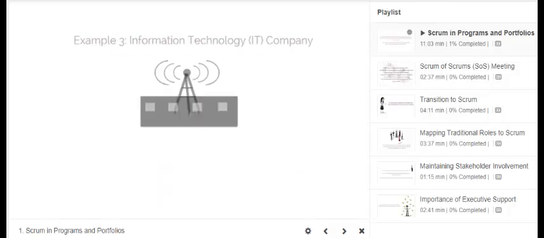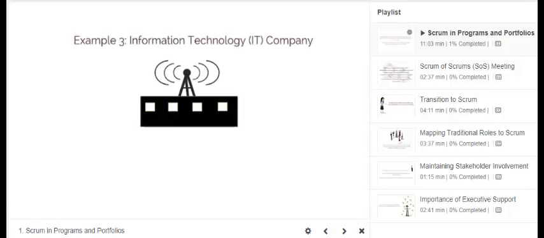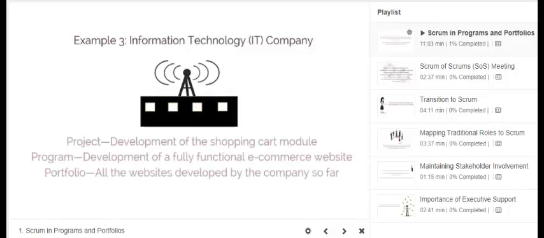And here's one final example. Consider an information technology company, an IT company. What is the project, program, and portfolio here? The project can be the development of a shopping cart module. So the program will be the development of a fully functional e-commerce website. Here, the portfolio will be all the websites developed by the company so far.